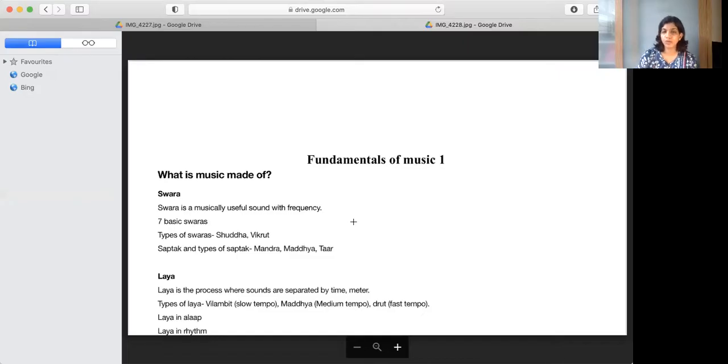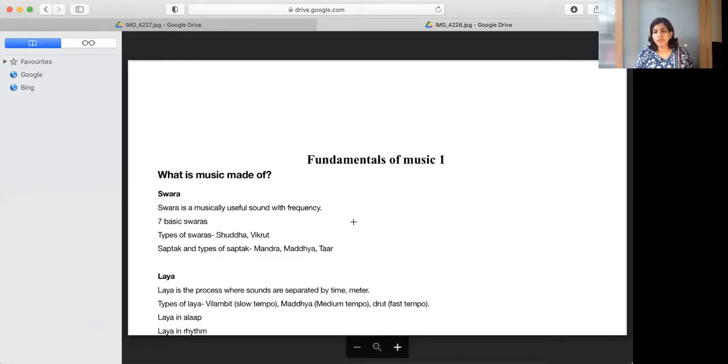Now I will show you the Mandra Saptak. Sa, Ni, Dha, Pa, Ma, Pa, Dha, Ni. So I went till about Pancham or Madhyam in the lower saptak, the Mandra Saptak, which is lower than the Madhya Saptak.